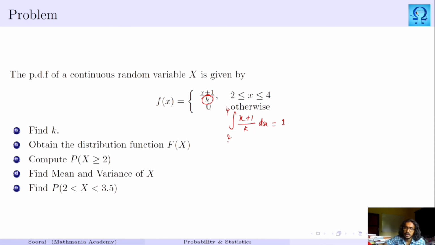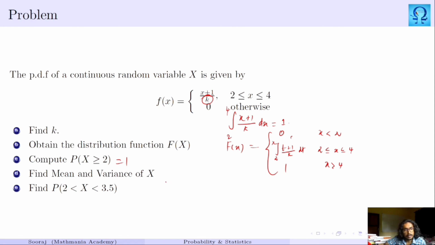Right? Next, f of x. Here you are going to have three different cases. One is when x is smaller than 2, it is 0 of course. When x lies between 2 and 4, you have to integrate from 2 to that x. If it is more than 4, it is 1. Now you are asked to calculate the probability of x greater than or equal to 2. It starts only from 2, so it is going to be the total probability.